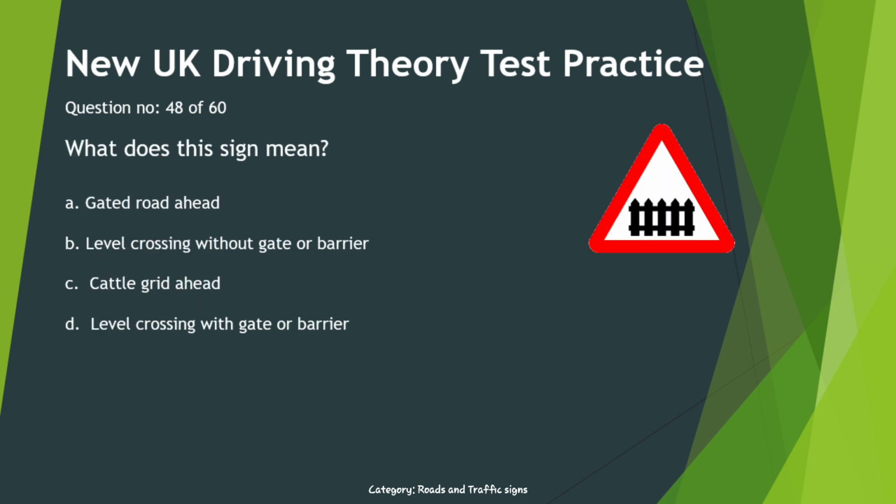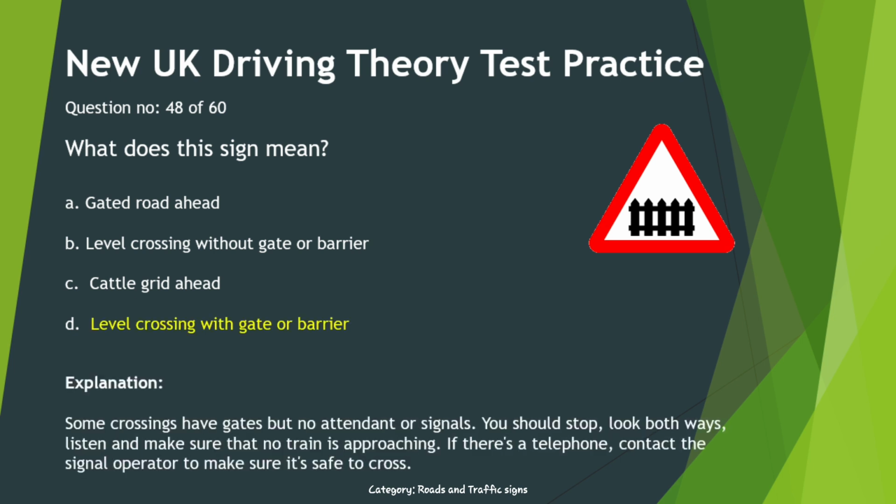Question 48 of 60. What does this sign mean? A. Gated road ahead. B. Level crossing without gate or barrier. C. Cattle grid ahead. D. Level crossing with gate or barrier. The correct answer is D.